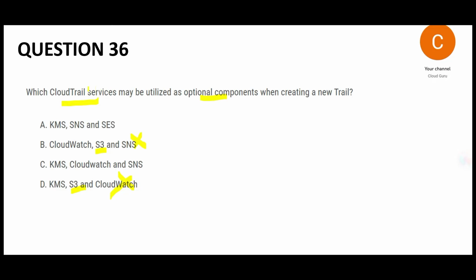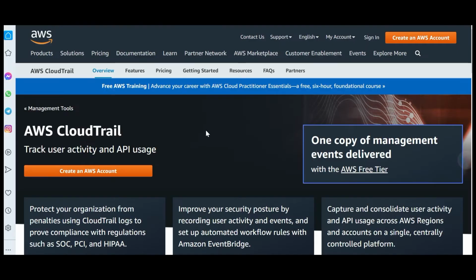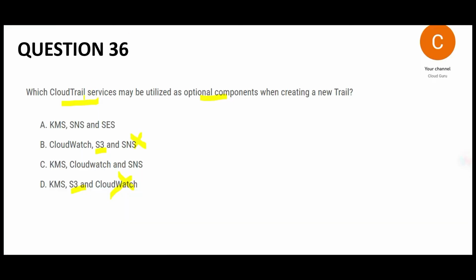But first, let us look at CloudTrail services. It helps you to track user activity and API usage. So it is very important when you are trying to troubleshoot and understand if some hack happened, what activities happened, who did that activity, and so on. These logs will be very useful. So we understand CloudTrail services.